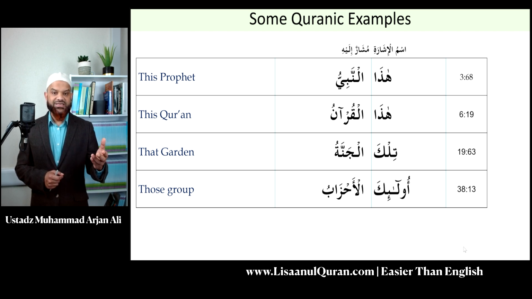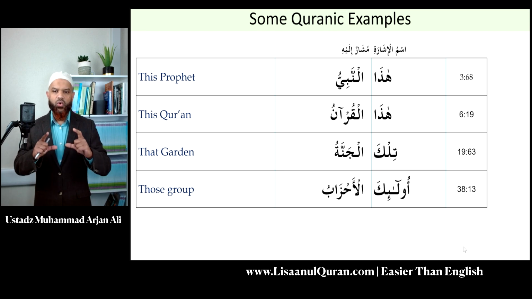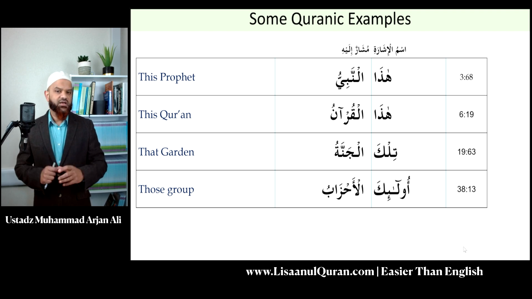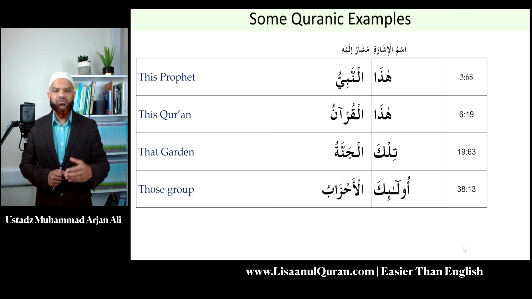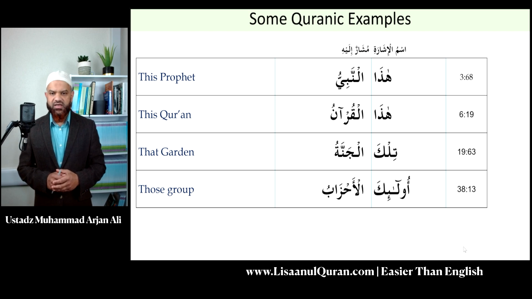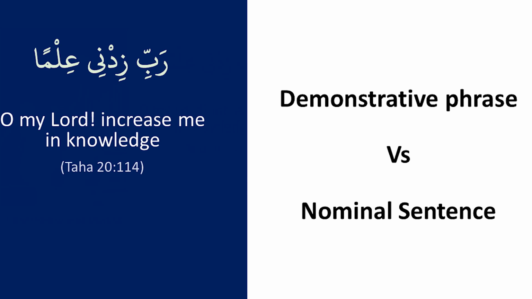Now the first one, I didn't say "this is a prophet," but "this prophet." I hope you can easily recognize from the English that these are all phrases. None of them are sentences. Why? Because they match the conditions I mentioned earlier of being a Murakkab Ishari. How do we spot the difference between a demonstrative phrase and a sentence?